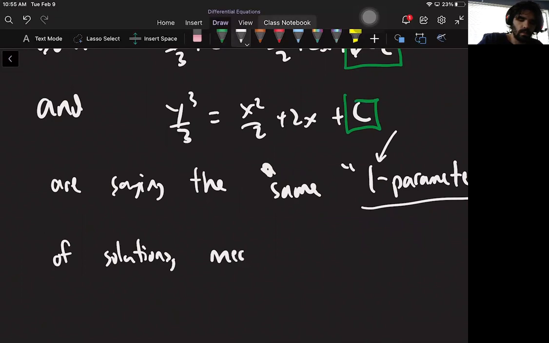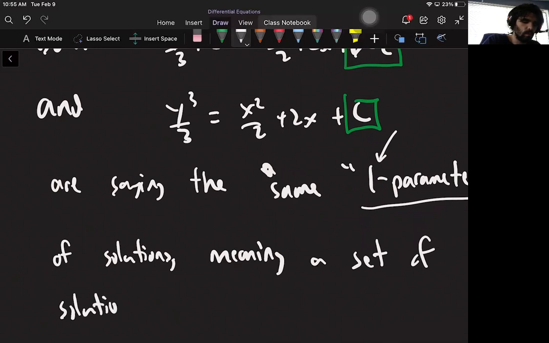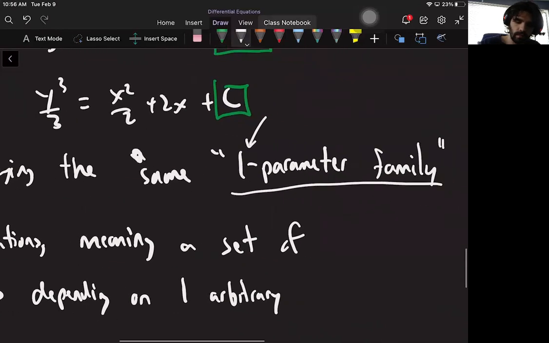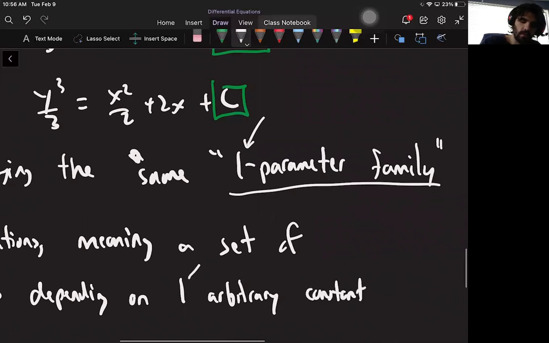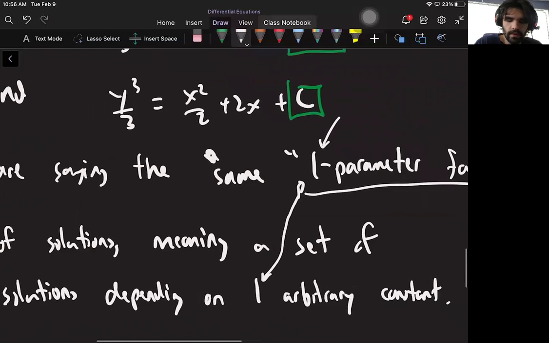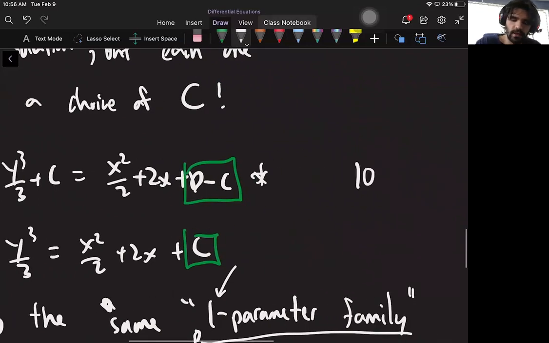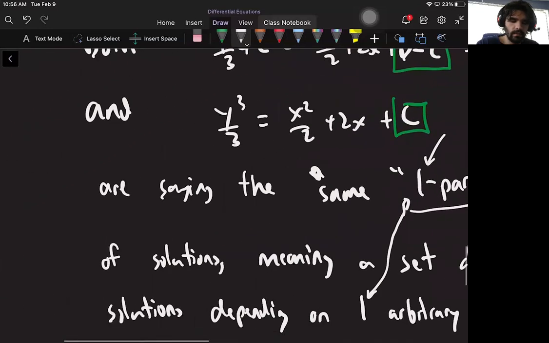So meaning a set of solutions, not just one, depending on one arbitrary constant. So that's where that one is coming from. If it was dependent on two arbitrary constants, which we will see happen, then it would be a two parameter family. And you might think like, well, this is two constants. Well, not really. It's one constant written in a funny way. It's like saying that 10 is two constants because I can write it as 9 minus 1. No, it's just one constant. Okay.